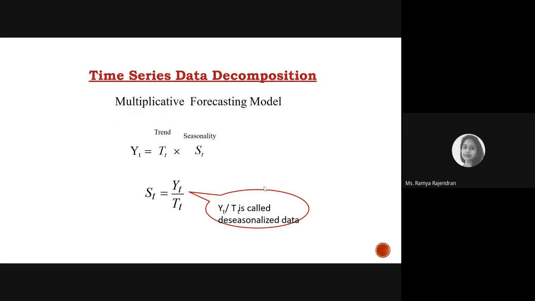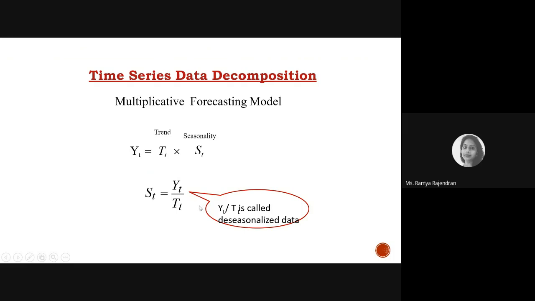Before we get into that, first we have to understand seasonality. Seasonality happens in any data, and before you get into time series, you have to de-seasonalize your data. To do that, you use a multiplicative model. We have y equal to trend multiplied by seasonality. So to de-seasonalize your data, you just have to divide your y by t. This is called de-seasonalized data.